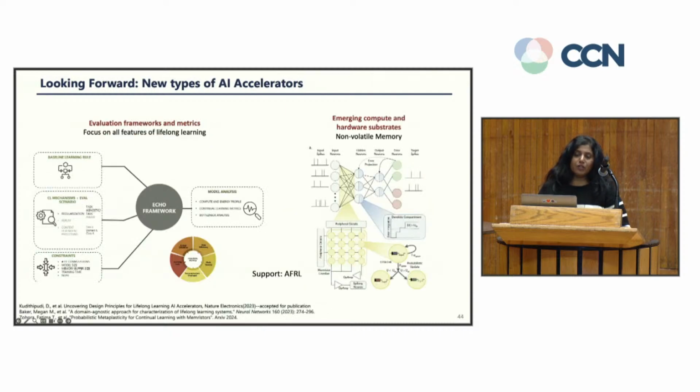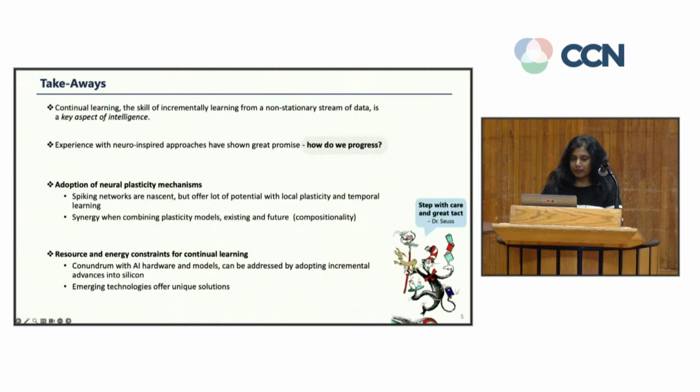And as I mentioned, we also have to think about the underlying hardware, as to how do we support what we have built at the models or the theory level and build better hardware accelerators. So in one way, we have to think about how we are evaluating these continual learning frameworks, what are the right metrics to evaluate these systems, and can emerging hardware support us in designing these types of systems.